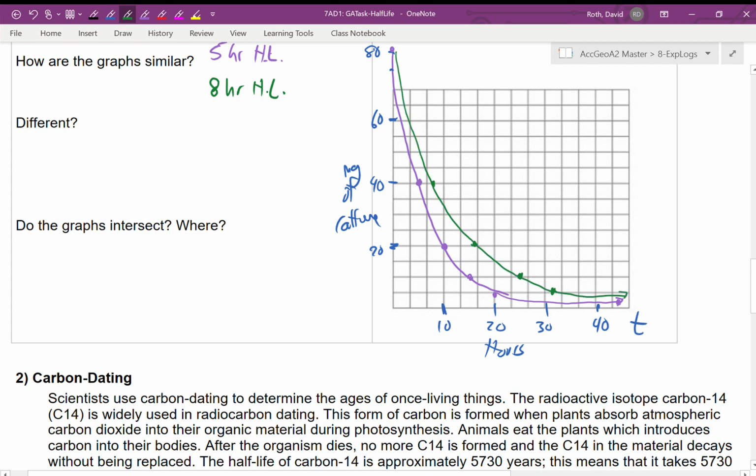Okay. So are they different? Yeah, sure. One's faster, right? The 8-hour one is slower than the 5-hour one. Do they intersect? Only at the start point, only at 0, 80. Okay.